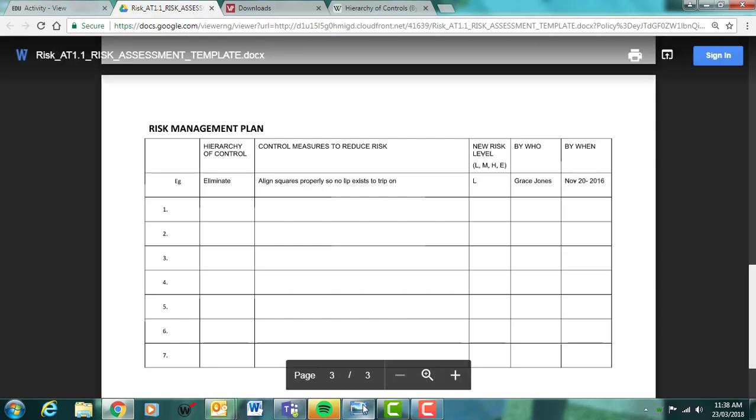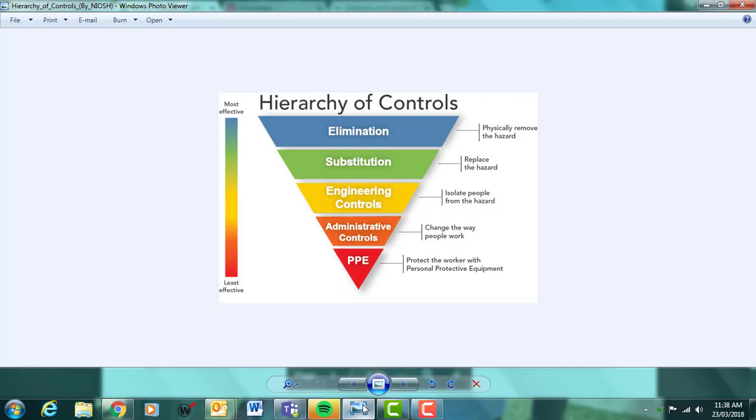So if we have a look at the hierarchy of control, we have to decide whether we're going to eliminate and physically remove the hazard, substitute and replace the hazard, look at engineering controls and isolate people from the hazard, look at administrative controls to change the way that people work, or look at PPE to be able to protect the worker with personal protective equipment.